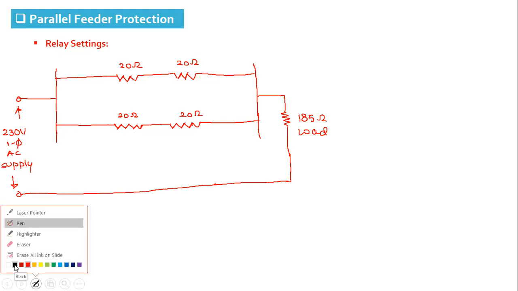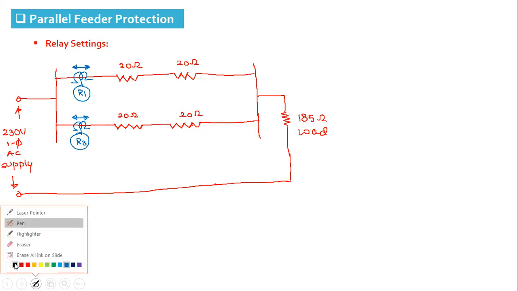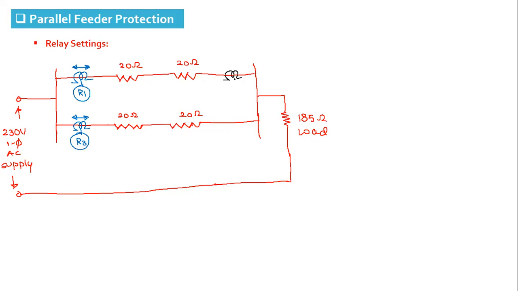Here we have relays. R1 and R3 are non-directional relays, placed towards the source. And R2 and R4, which are the relays near the load, are the directional relays with operating direction away from the bus.